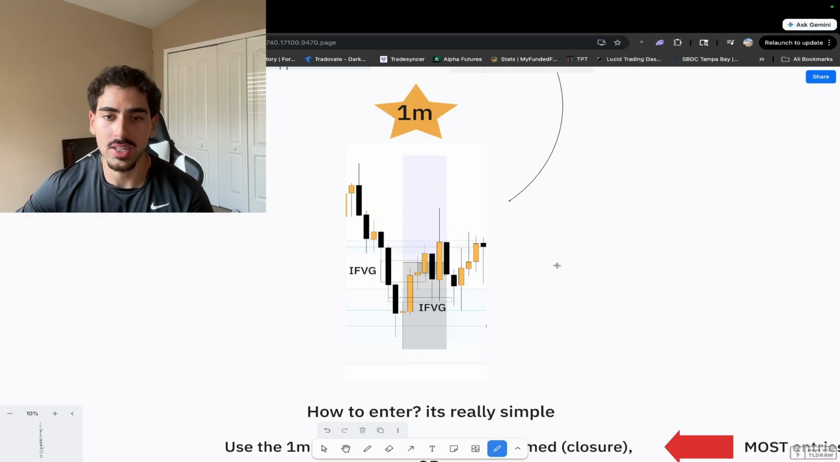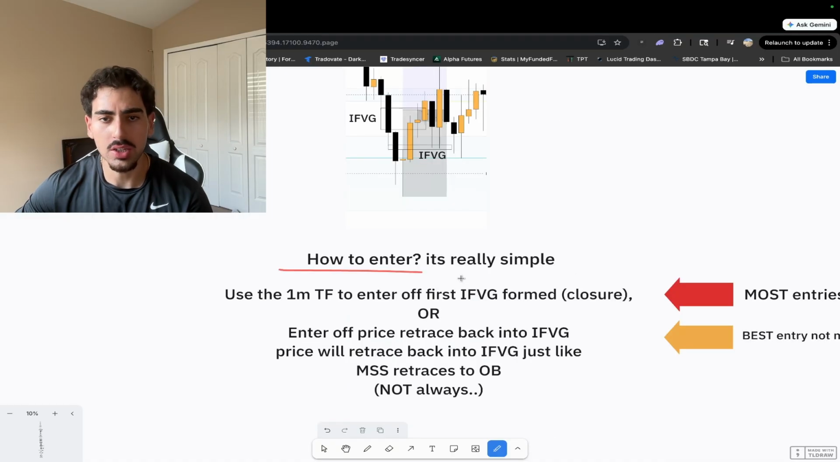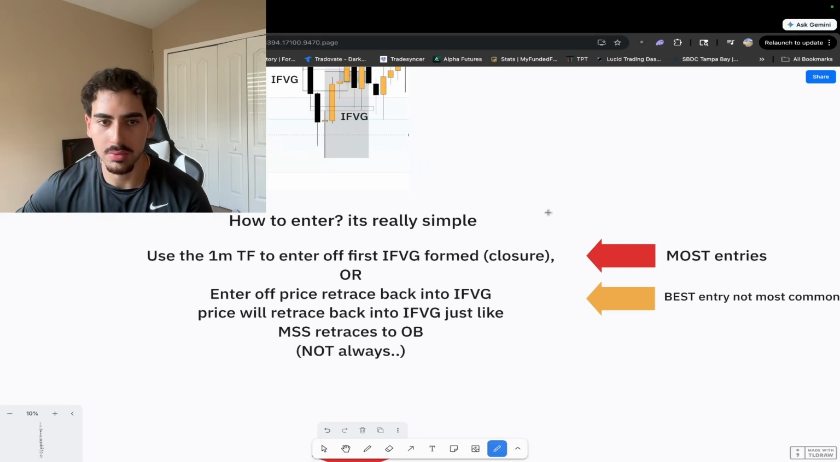So it's much faster than market structure shifts, although it might scare you a little just how quick they are, because price can wick you out, SMTs can get you, or you could just get the bias wrong. So how do you enter? It's really simple, guys. You want to use the 1-minute time frame to enter off the first inverse fair value gap formed with the closure of the candle going through it, or you can enter off price retracing back into the inverse fair value gap.